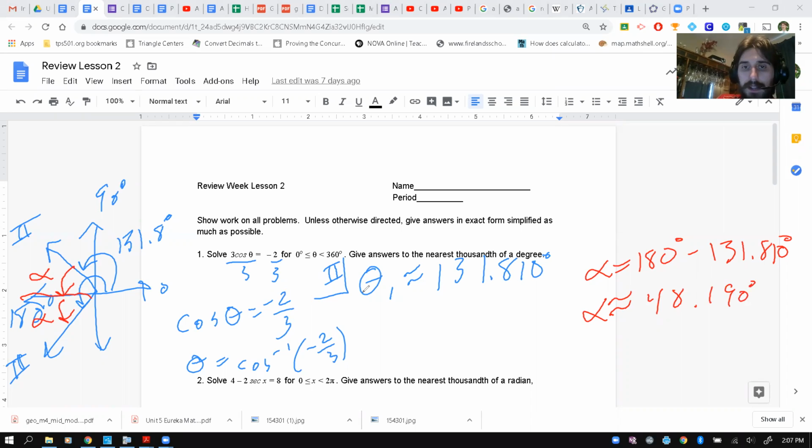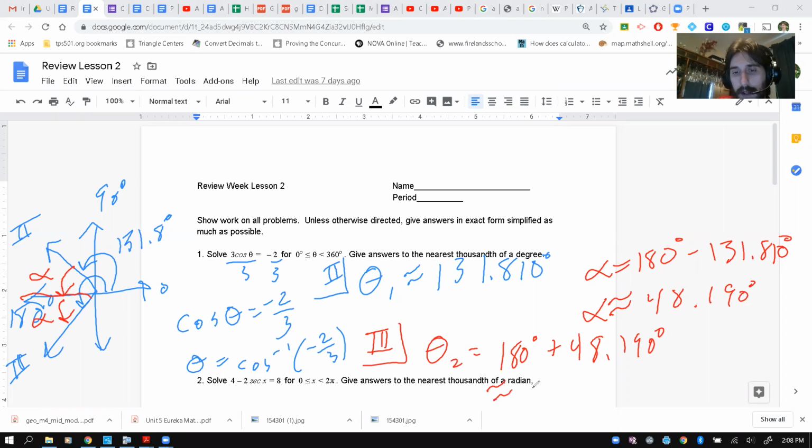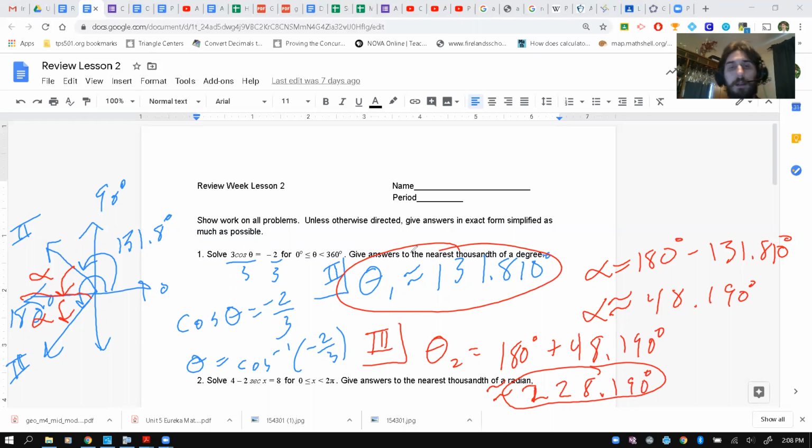So then to find our answer in quadrant 3, again it's going to be 180 plus whatever alpha is. Our second answer will be 180 degrees plus 48.190, which is about 228.190 degrees. So those are the answers you should get for number one.